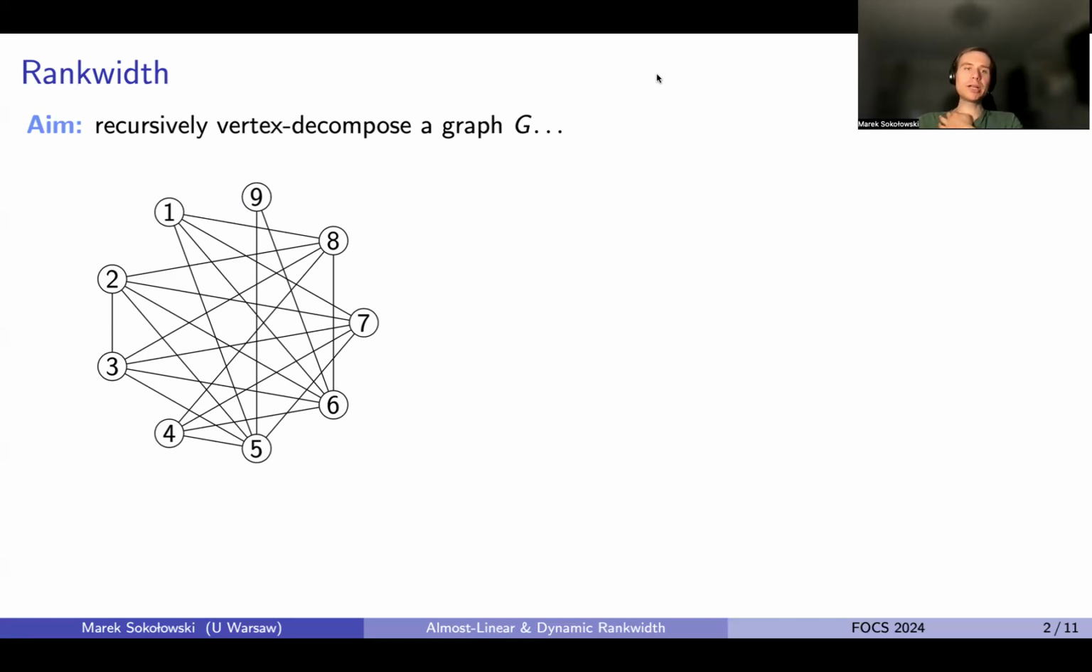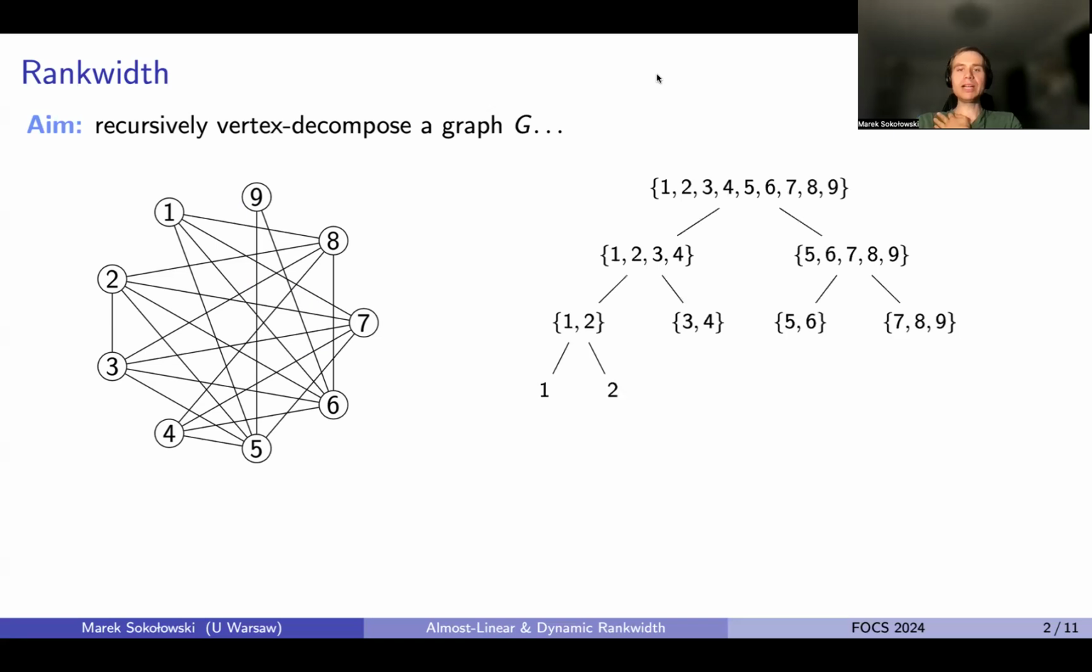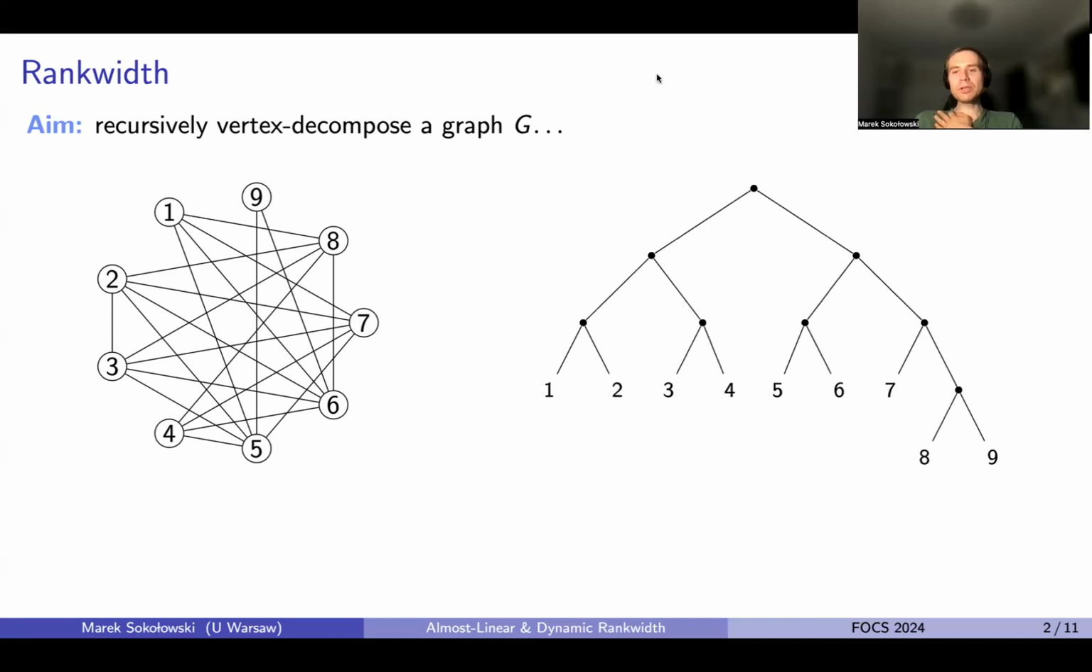So let's understand what the title says, and let us understand the notion of rank width of undirected graphs. In the notion of rank width, we aim to recursively decompose the set of vertices of a graph G. We create a rooted binary tree over the set of vertices, so that the leaves of the tree are identified with the vertices of the graph. What we want to achieve is that every cut in that tree should be somehow simple.